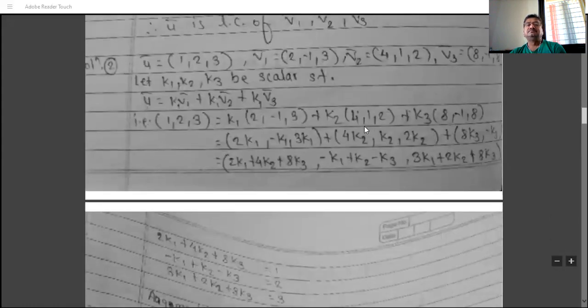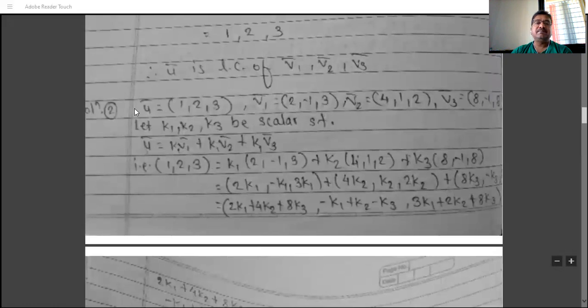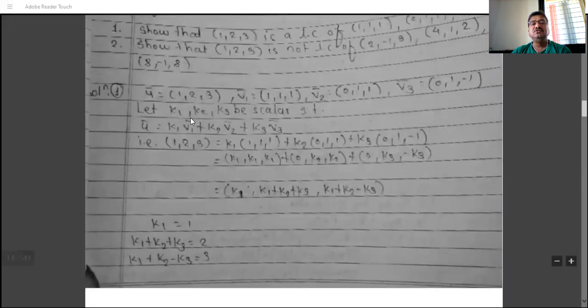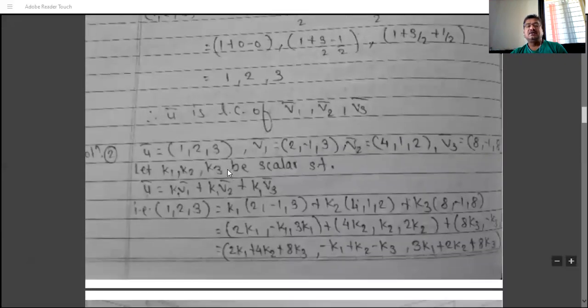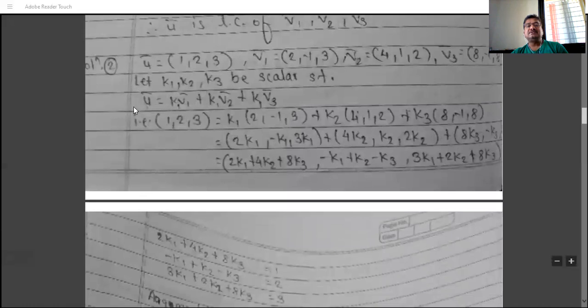Now the next example: we have to again verify whether this u bar, (1, 2, 3), is a linear combination of these three vectors v1, v2, v3. So naming that u bar is this (1, 2, 3), this is v1 bar, this is v2 bar, and this is v3 bar. Now apply the same procedure, that is, we try to express this u bar as a linear combination of v1, v2, v3.